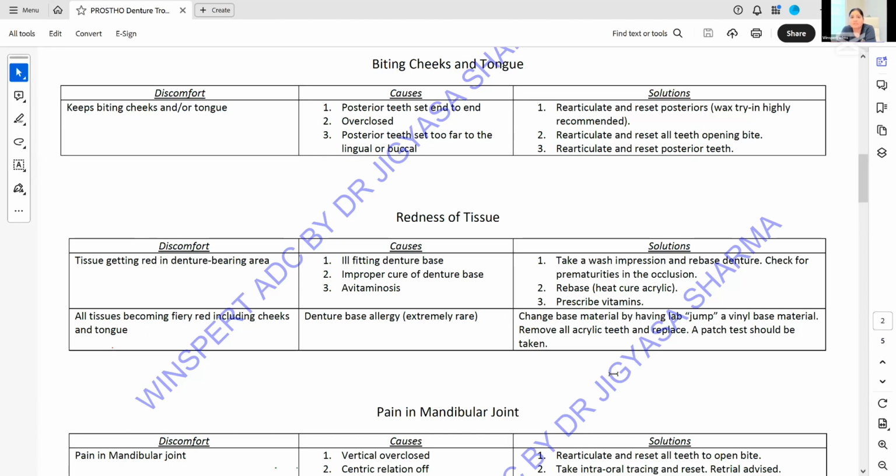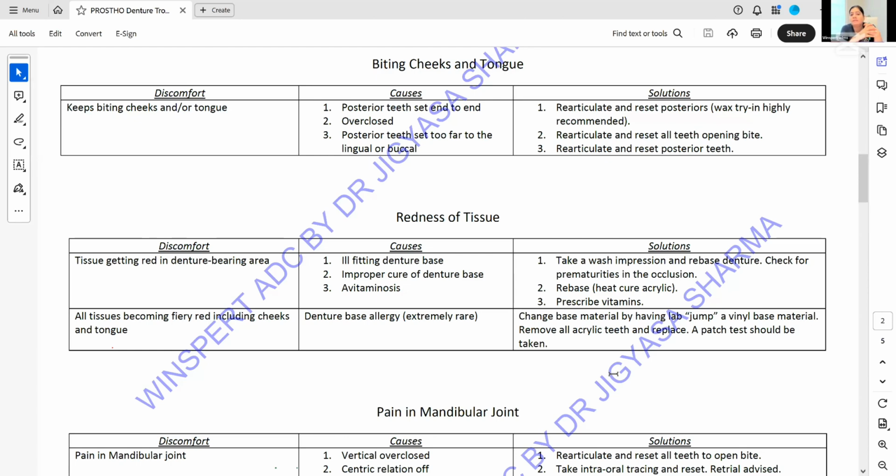Overclosed denture means excessive deep bite, right? Overclosed is excessive deep bite. So you will reset all the teeth and try to open the bite or reduce the anterior overbite. So posteriorly edge to edge bite and anteriorly deep bite both can cause the cheek biting and tongue bite.